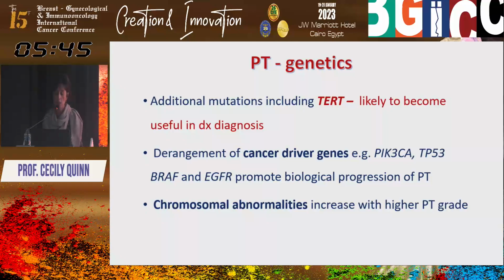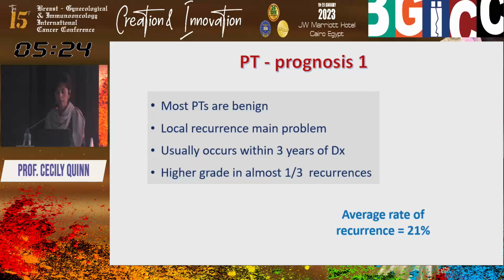Some new additional mutations, including TERT mutations, have been identified, and perhaps these will become helpful in diagnosis in the future. There are also mutations of the cancer driver genes identified in phyllodes tumor that may promote the biological progression. So the prognosis then, most are benign.